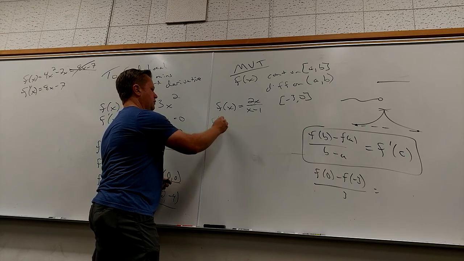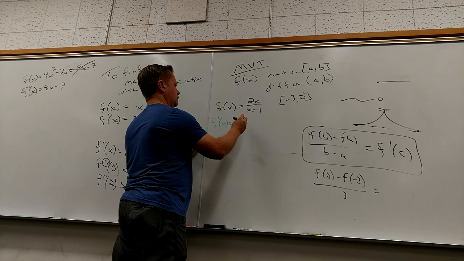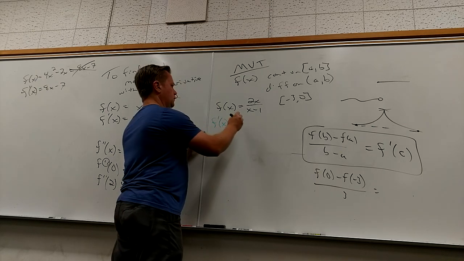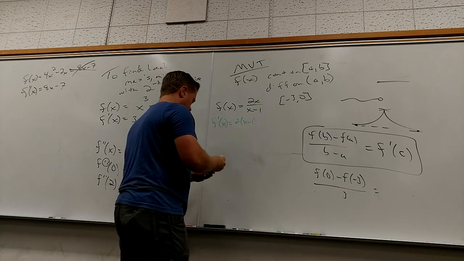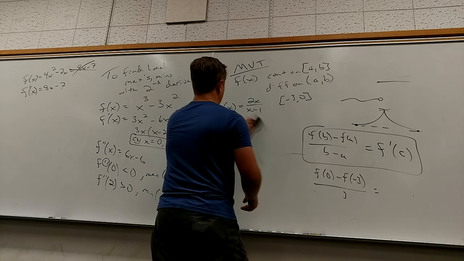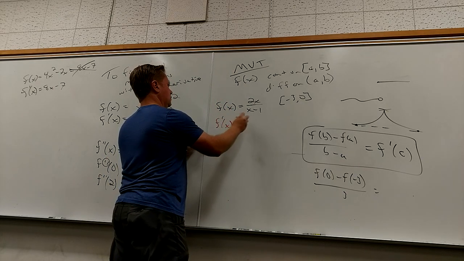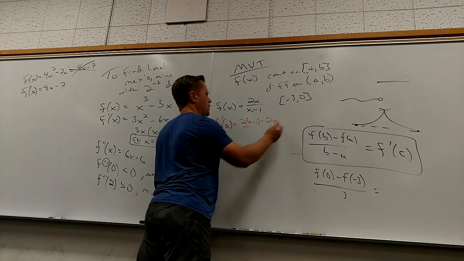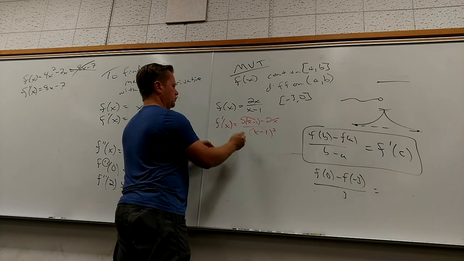So what's f prime going to be? 2 over x minus 1 squared. Should be negative 2. Negative, oh, my bad, negative 2. Yeah, because you get derivative of the top times the bottom, minus the top times the derivative of the bottom. So these are going to cancel, you get negative 2.